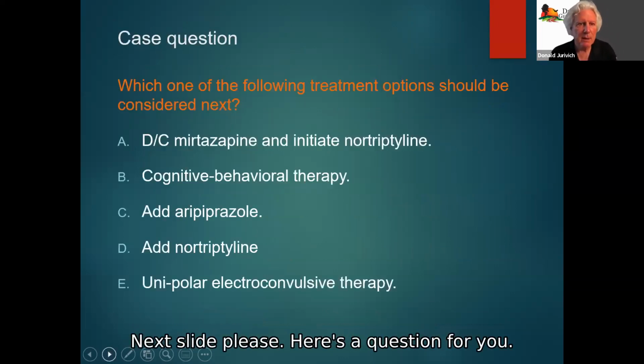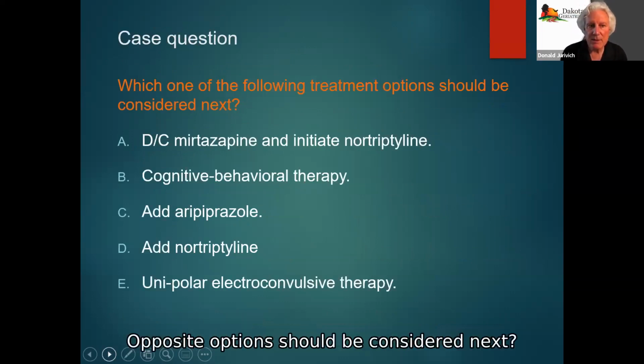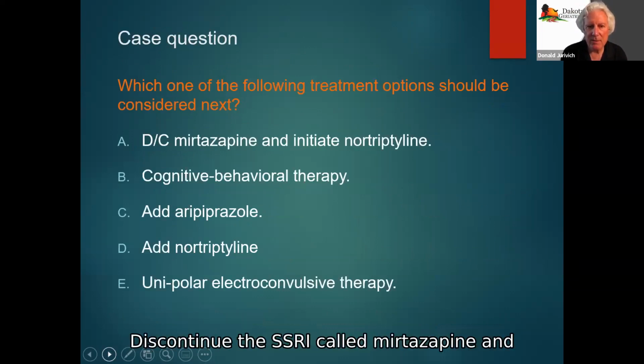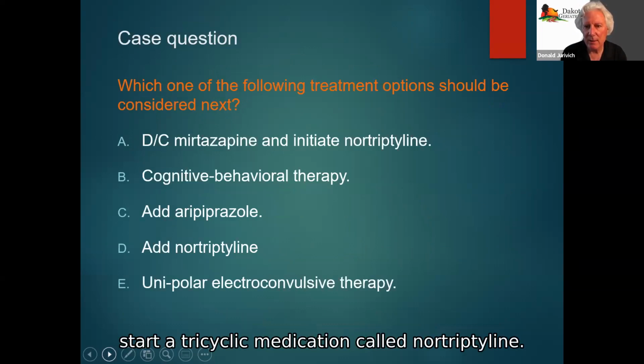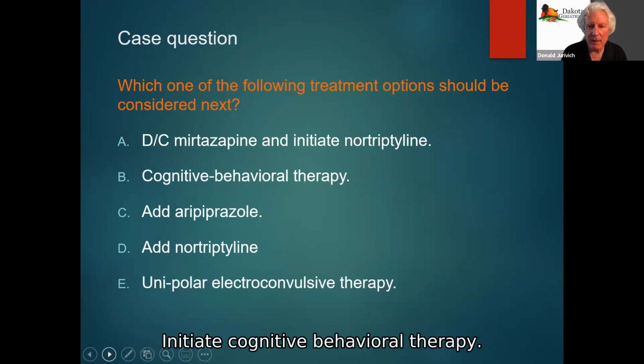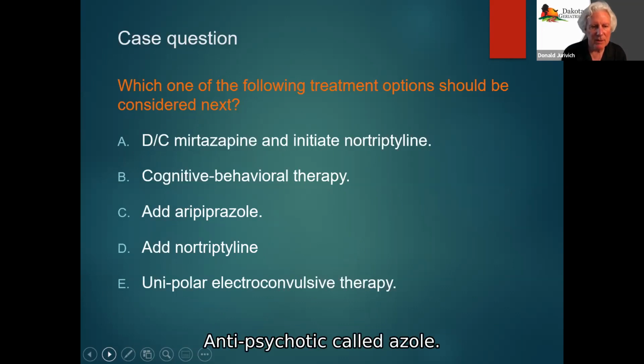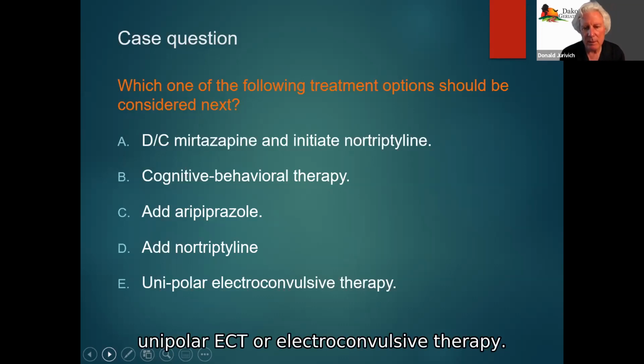Next slide, please. So here's a question for you. Which of the following treatment options should be considered next? Discontinue mirtazapine and start a tricyclic medication called nortriptyline. Initiate cognitive behavioral therapy. Add an antipsychotic called aripiprazole. Add nortriptyline and not discontinue the mirtazapine. And then finally, do unilateral ECT or electroconvulsive therapy.